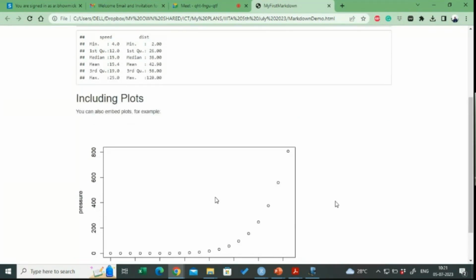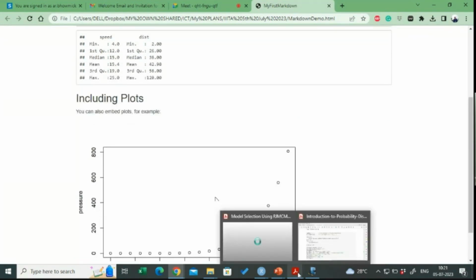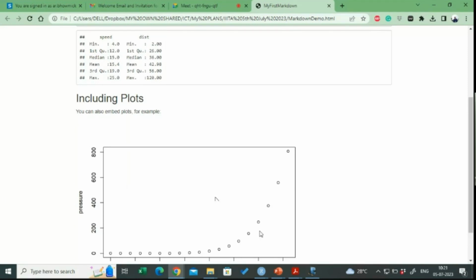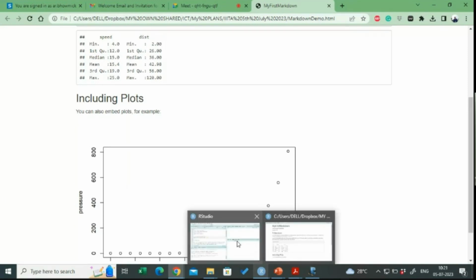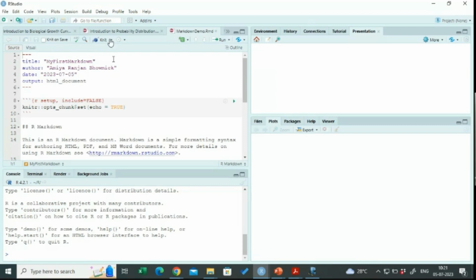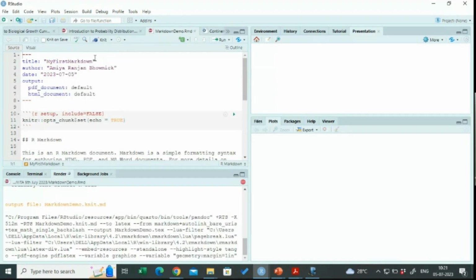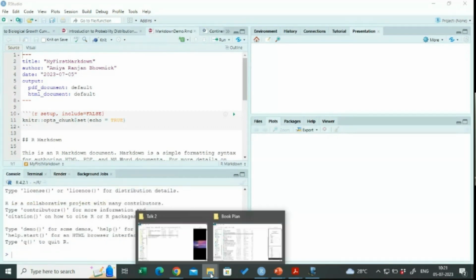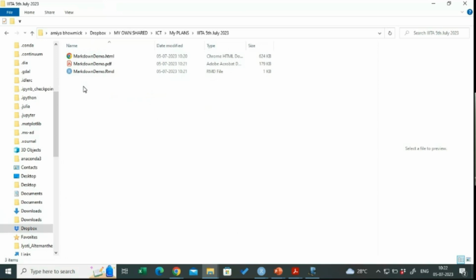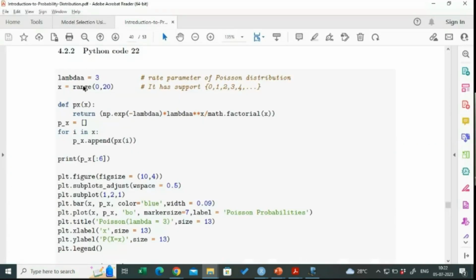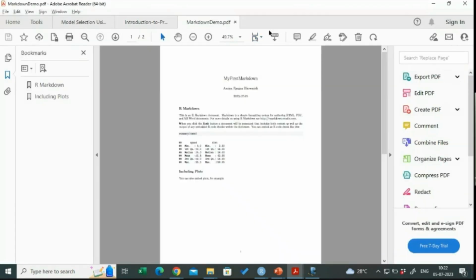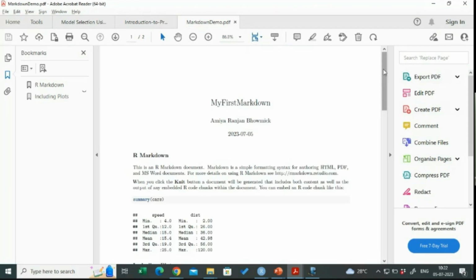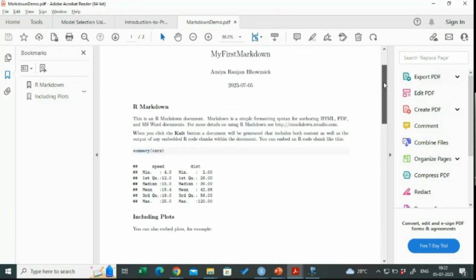And the PDF part of this, for example, in the same file I'm doing a knit with PDF. So yes, the output file has been rendered. Yes, it is done. Let me open that folder. Right, this is the PDF file that got generated. This is how the PDF looks like. So this is the most basic one.